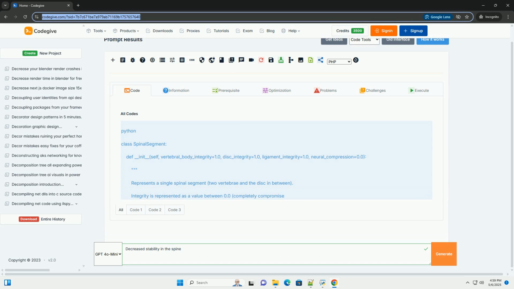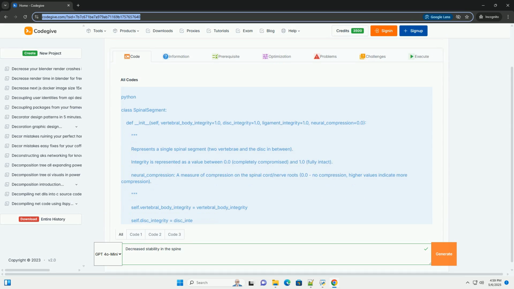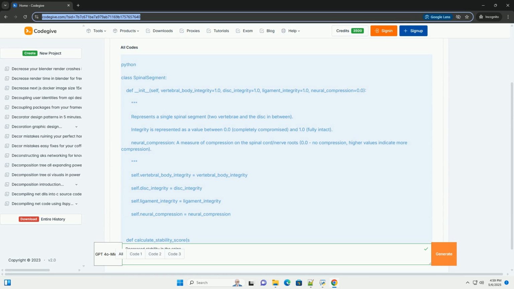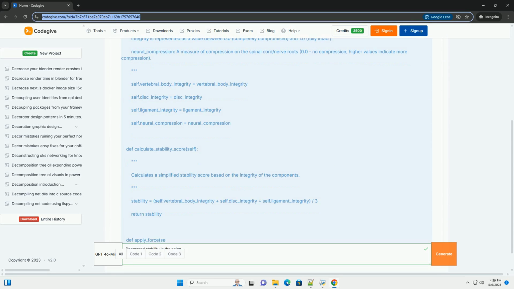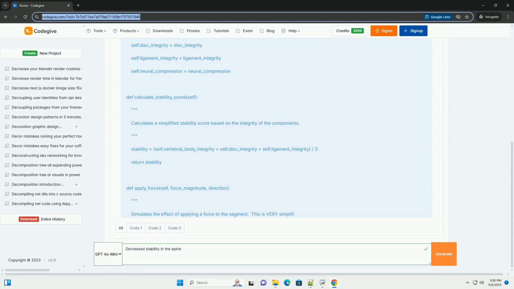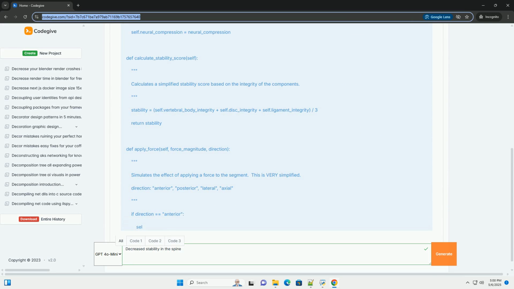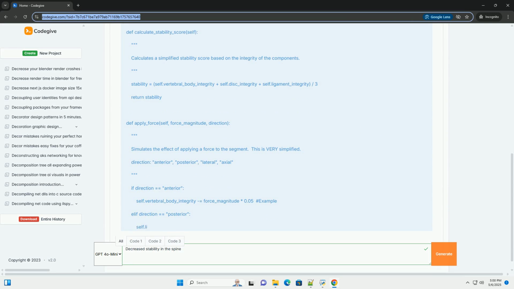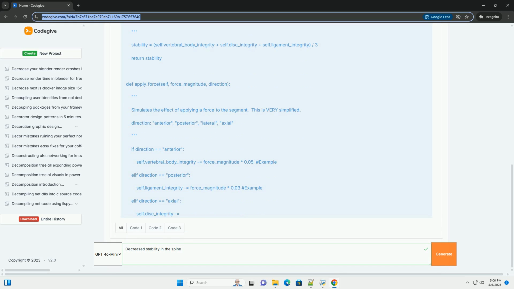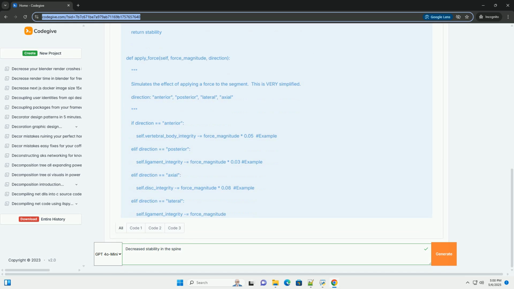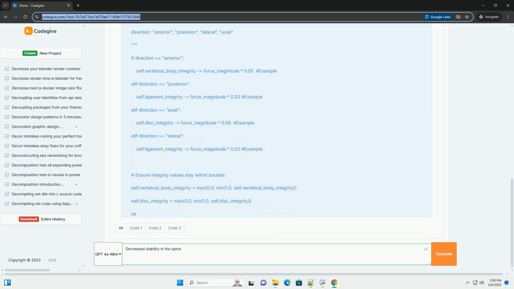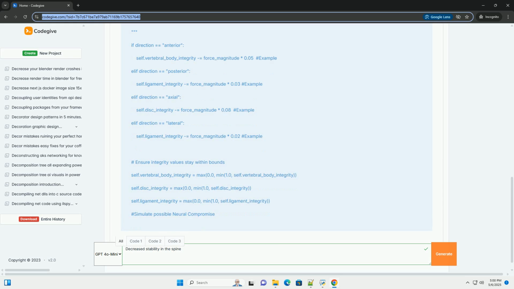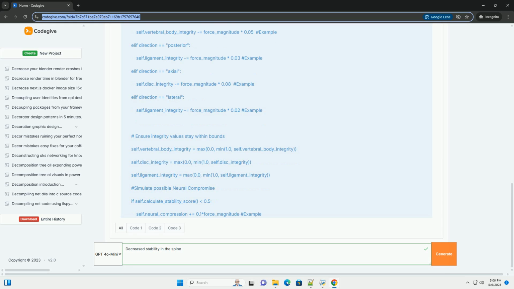OK, let's dive into the complex topic of decreased spinal stability, covering its definition, causes, clinical implications, diagnostic approaches, treatment options, and ultimately, how it might be represented, in a very simplified manner, in a programming context. Keep in mind that this is a highly simplified representation for demonstration purposes and should not be used for actual medical diagnosis or treatment. Understanding spinal stability.